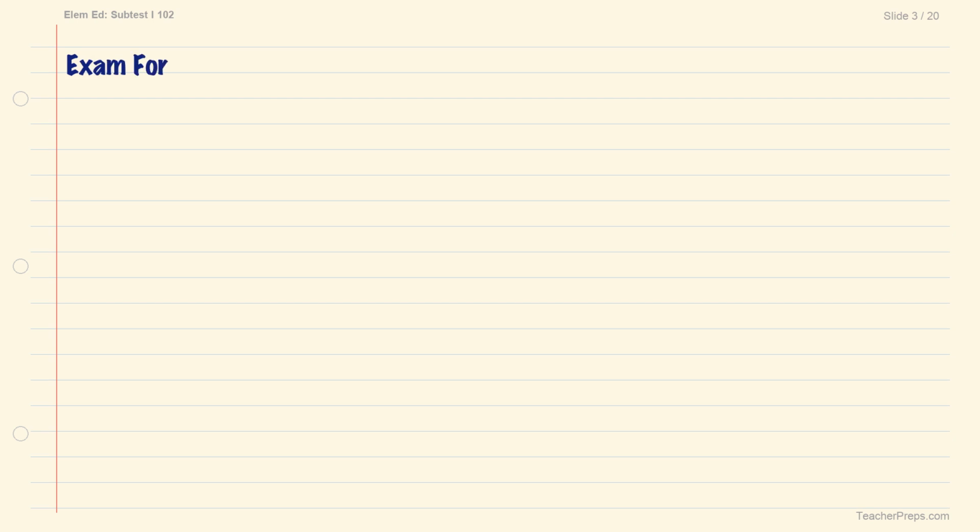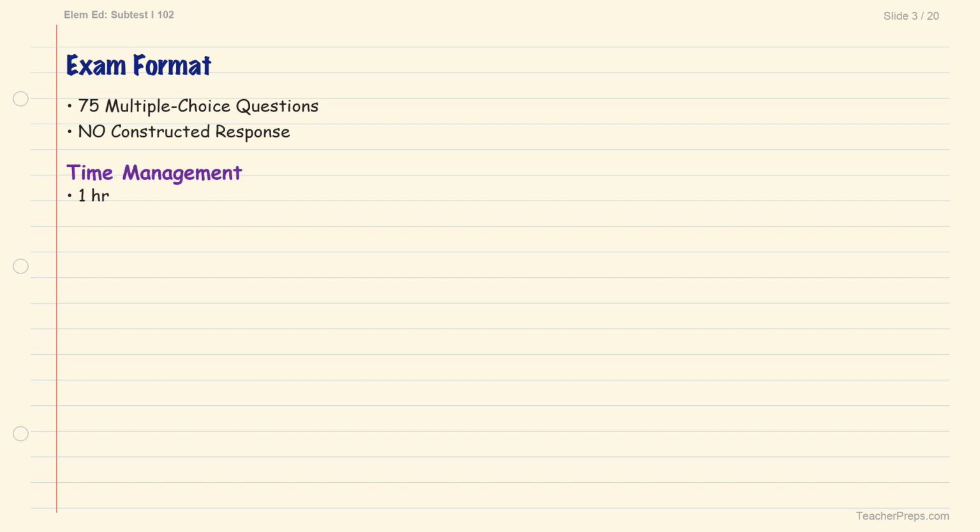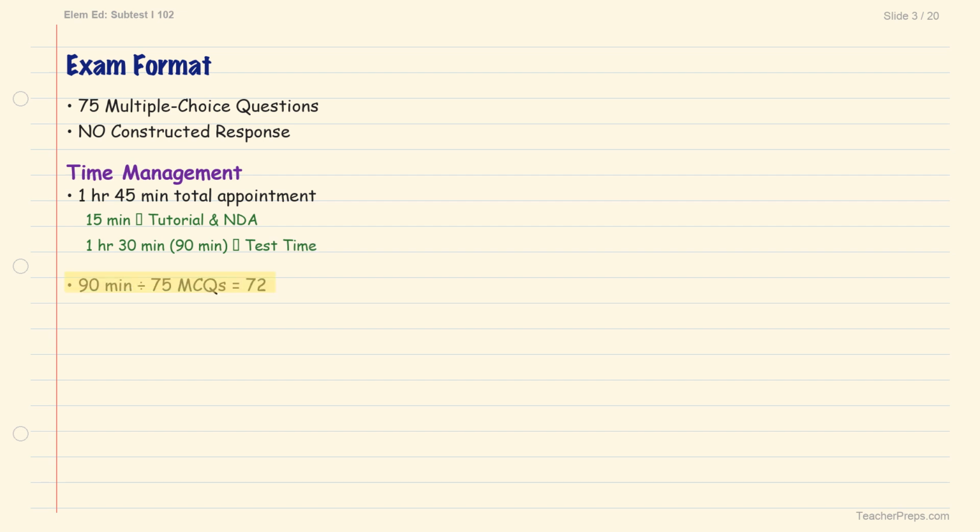Let's begin with understanding the Elementary Education Subtest I 102 exam format. There are 75 multiple-choice questions on this exam, and there are no constructed response or written assignments. You'll receive a total of 1 hour and 45 minutes of total appointment time. Just note that 15 minutes is allotted for you to complete a tutorial and non-disclosure agreement. This means you'll have 1 hour and 30 minutes or 90 minutes to complete your exam. That gives you 72 seconds per question, which is a comfortable pace if you've practiced ahead of time.